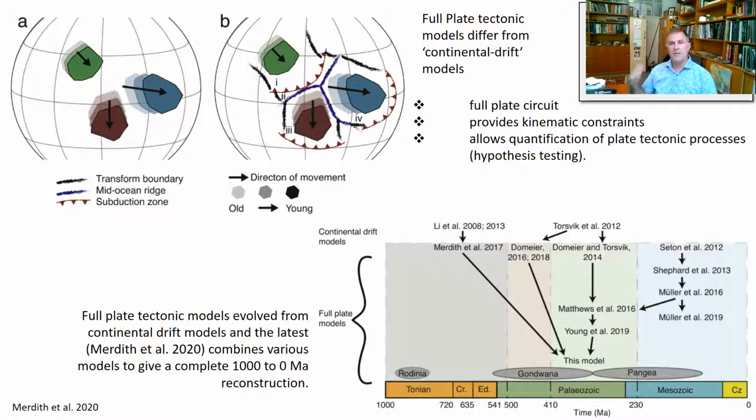Does that happen in the past? I'm going to talk about an idea that suggests we can see that at one time in the past by looking at these full plate models.